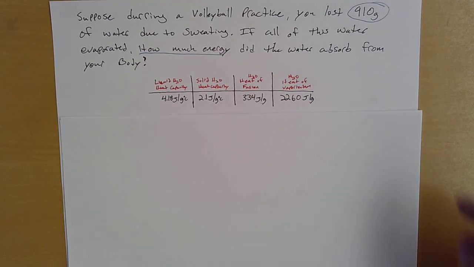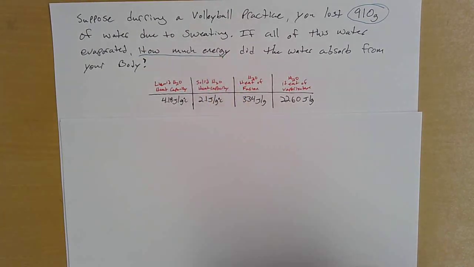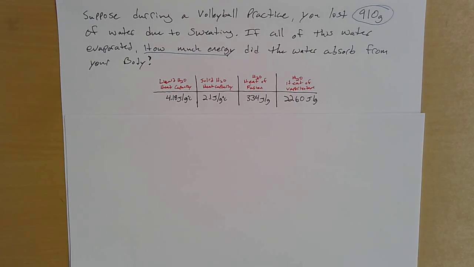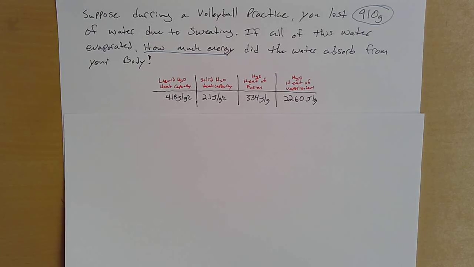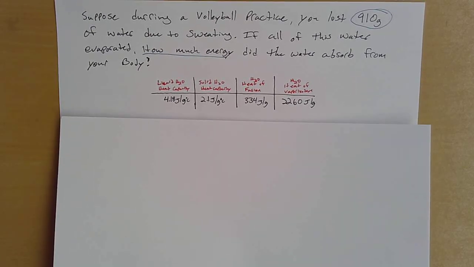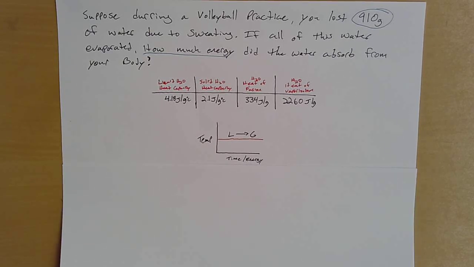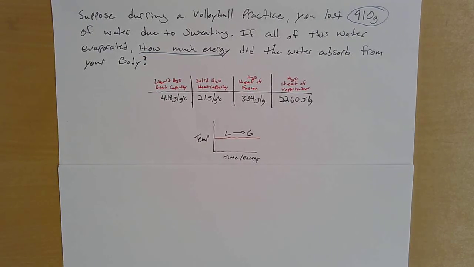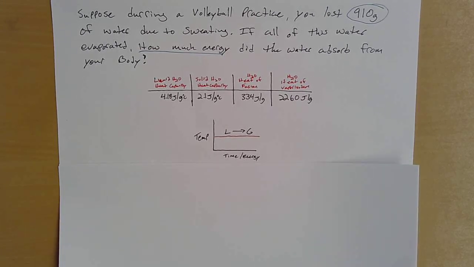So what am I looking for? Well, I'm looking for how much energy. Notice how I underlined that as I read my problem, and I circled what I had. So I only have grams. I'm looking for how much energy, and I have a phase change. I'm reading this question and I'm noticing that it's talking about water evaporating, which means that it's going to vaporize. It's going from a liquid to a gas. So my graph should look like this, my time versus temperature graph. So it's going from a liquid to a gas.